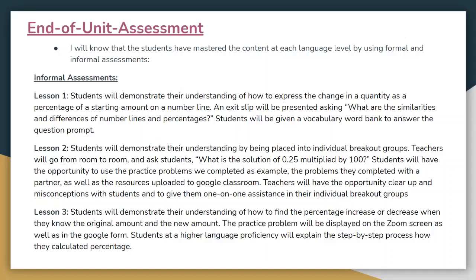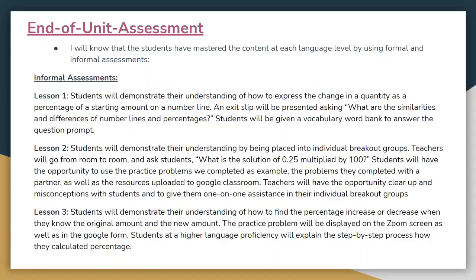End of unit assessment. I will know that students have mastered the content at each language level by using formal and informal assessments. For informal assessments, starting with lesson 1: students will demonstrate their understanding of how to express the change in a quantity as a percentage of a starting number on a number line. An exit slip will be presented asking, what are the similarities and differences of number lines and percentages? Students will be given a vocabulary word to answer the question prompt.